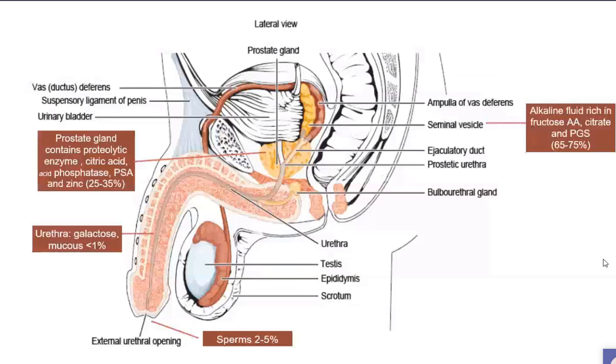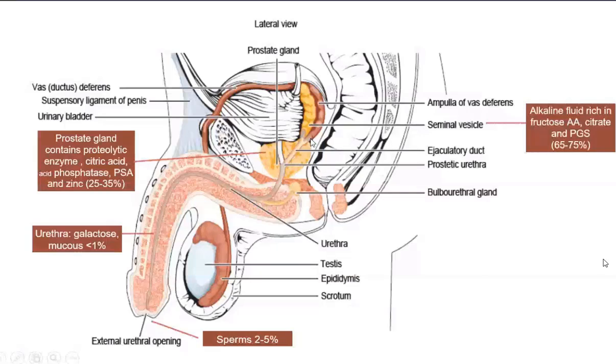So when we talk about the seminal fluid analysis, we know that the normal volume is about 1.5 to 2 mL, but the majority of the content of the seminal fluid comes from the secretory glands, and only 2 to 5% of the content is actually made up of sperm. During the ejaculatory process, sperm that is stored in the epididymis will get transported through the vas deferens. They will travel to the first structure, which is the seminal vesicles, which contain alkaline fluid rich in fructose, amino acids, citrate, and prostaglandins. And this will give about 67 to 75% of the secretions in the seminal fluid.